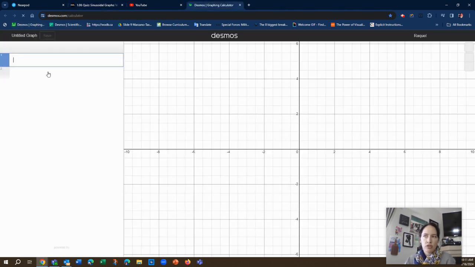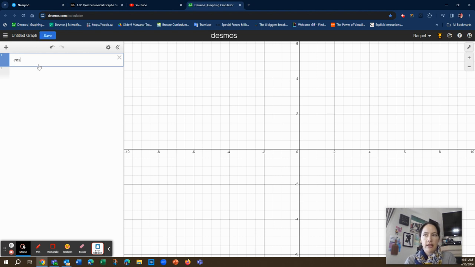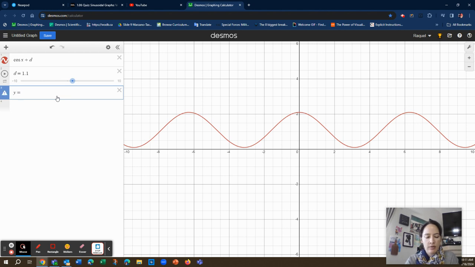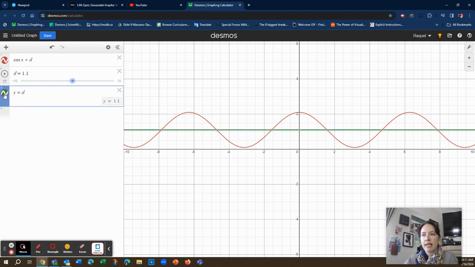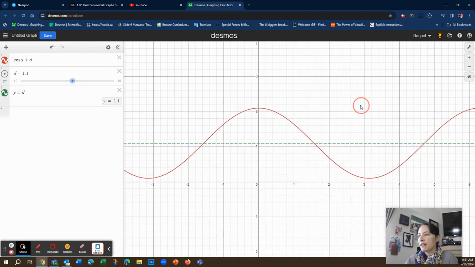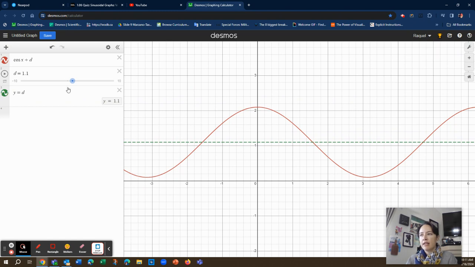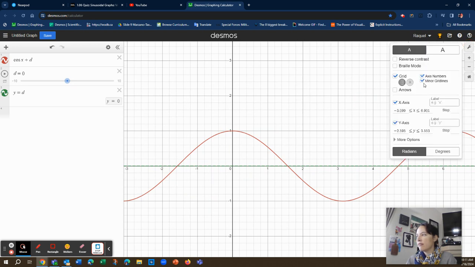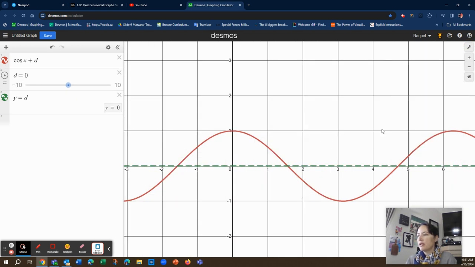That's what's happening. Just so you can see that, we'll just do our regular cosine graph, plus D. So now if D is 1, it shifts the midline. Let me do this. Y is equal to D. That's the midline. I'm going to make it dashed for you guys. Let's zoom in. So this is just a regular cosine graph. Normally D is 0, so let's go back to 0. There's our normal cosine graph. Let's take this off. Beautiful. But now D, a vertical shift, is also the midline.